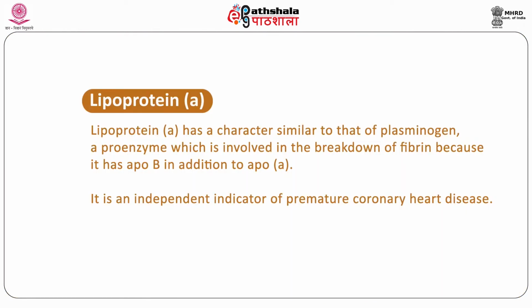Next is lipoprotein A. Lipoprotein A has a character similar to that of plasminogen, a proenzyme which is involved in the breakdown of fibrin, because it has ApoB in addition to ApoA. It is an independent indicator of premature coronary heart disease.